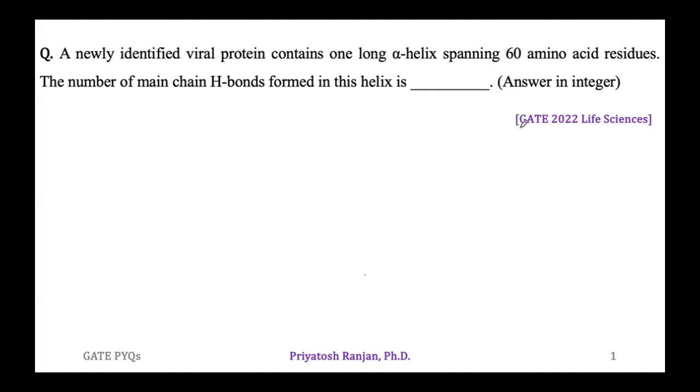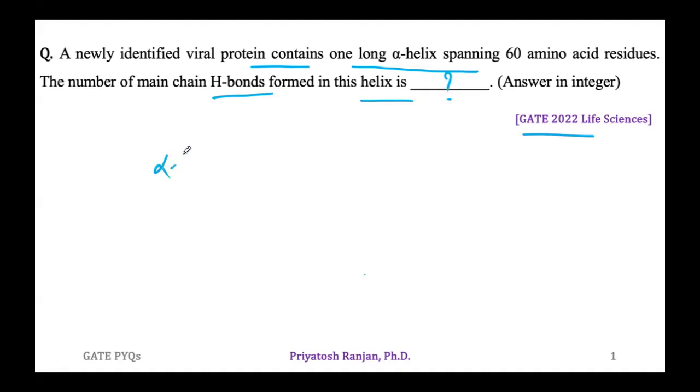Welcome everyone. Here is a question from GATE 2022 Life Sciences. The question says, a newly identified viral protein contains one long alpha helix spanning 60 amino acid residues. The number of main chain hydrogen bonds formed in this helix, and we need to figure out the number.